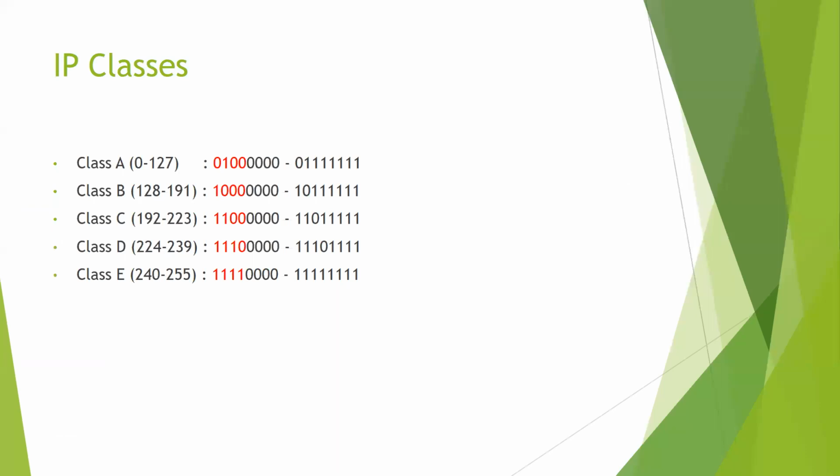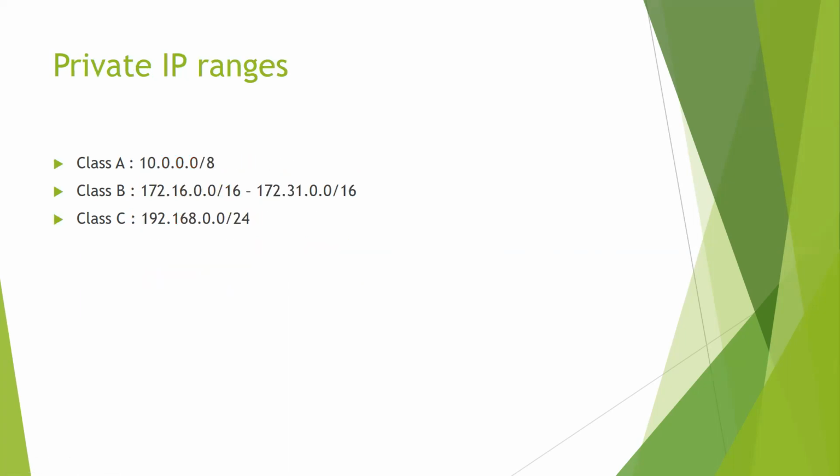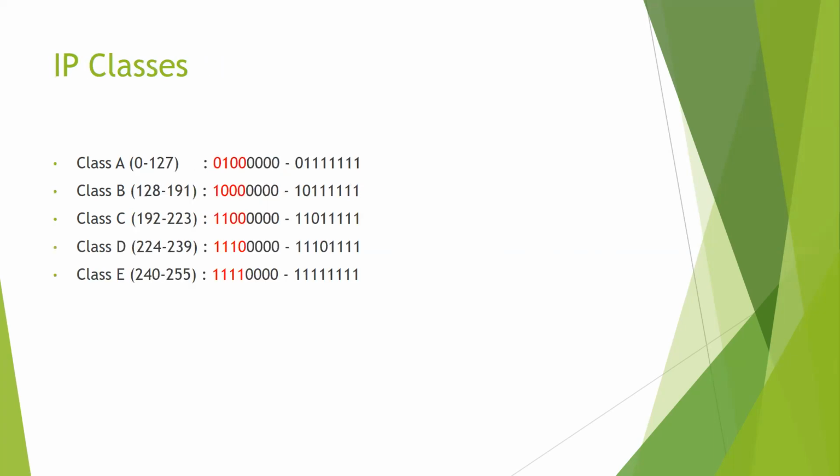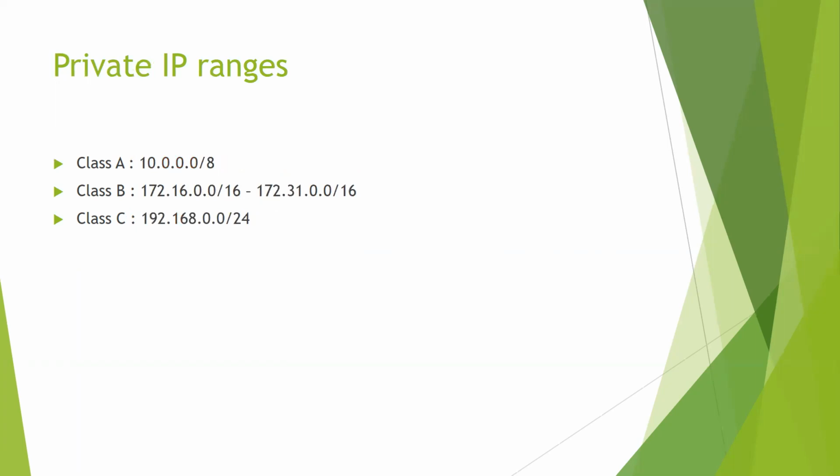All right, let's continue. So when it comes to IPv4, there are five IP classes: Class A, B, C, D, and E, right? Based on the first octet, you can actually determine which class the IP address belongs to. 0 to 127 belongs to class A, from 128 to 191 belongs to class B, class C goes from 192 to 223, class D goes from 224 to 239, and class E actually goes from 240 to 255, right? Now, the thing is, when it comes to these IP addresses, not all of them are equal, right?